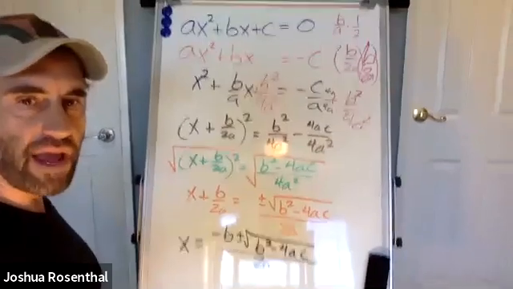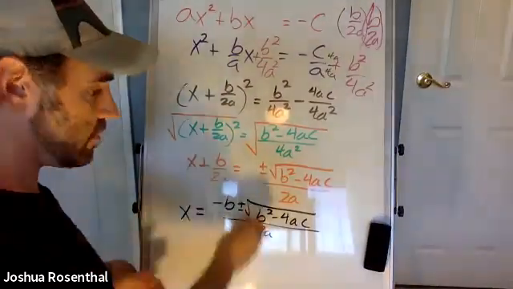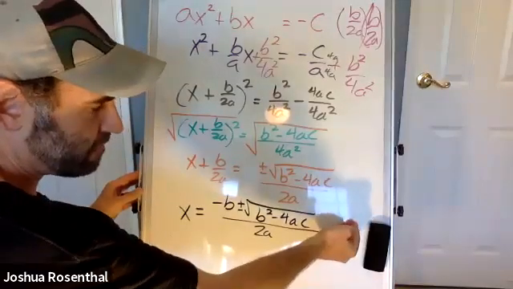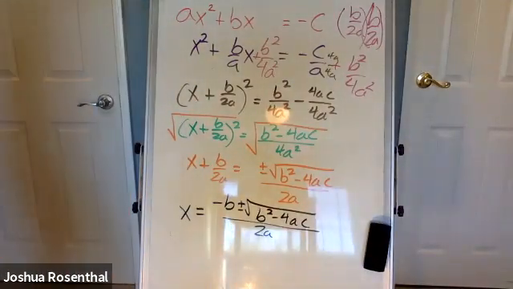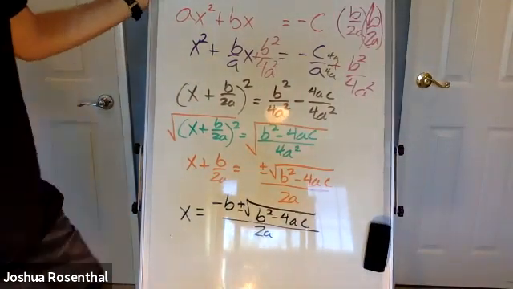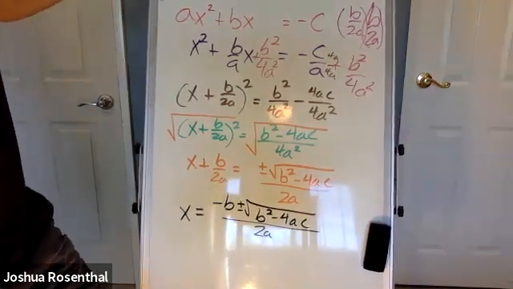You subtract b over 2a on both sides, and I express it as negative b plus or minus, because the denominators are the same. You could have put minus b over here, but you've seen this before, right? That's the quadratic formula. But you can see the quadratic formula just comes from completing the square.